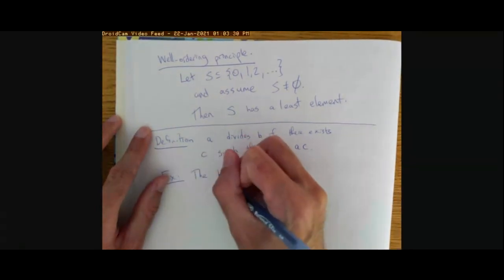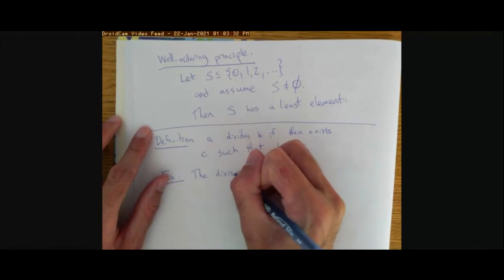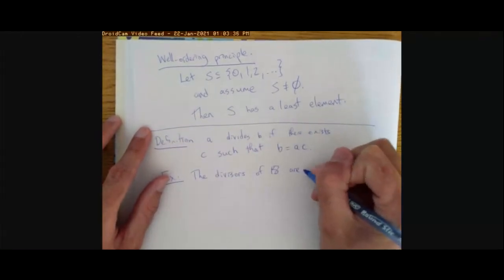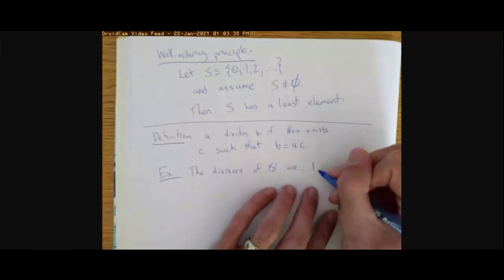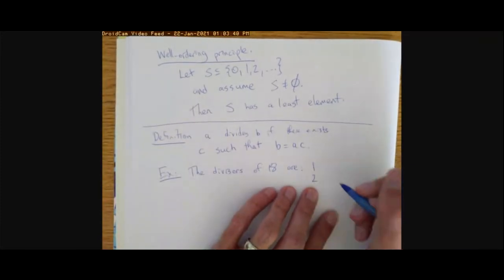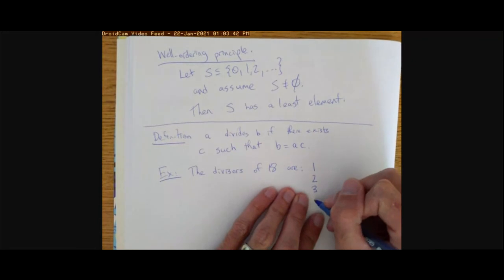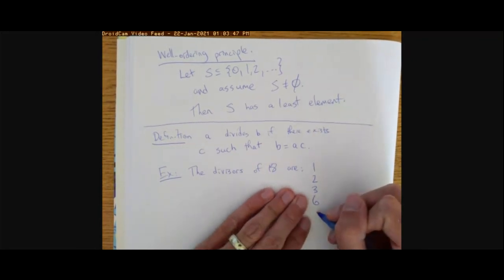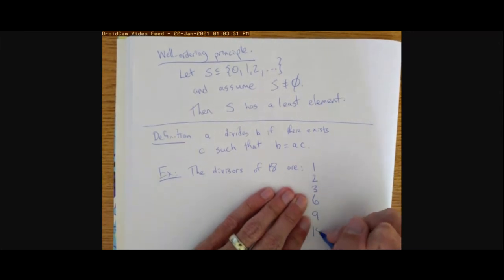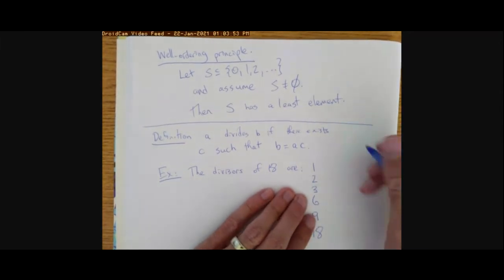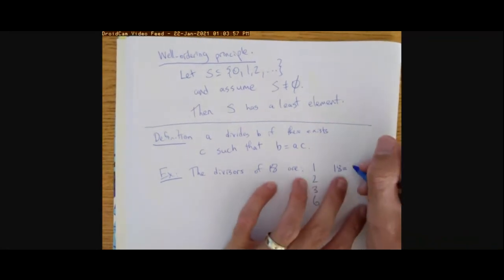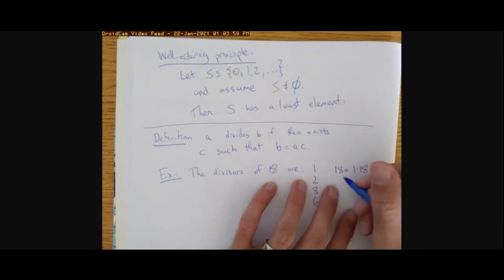So, we can say the divisors of 18 are, well, 1 divides 18, 2 divides 18, 3 divides 18, 6, 9, 18, right? 1 divides 18 because 18 is 1 times 18.